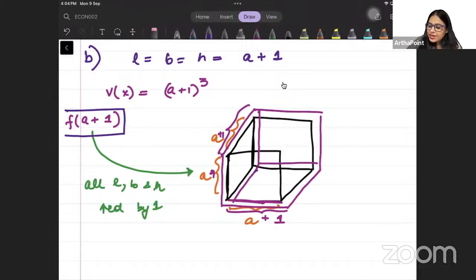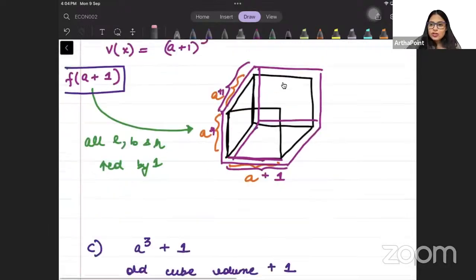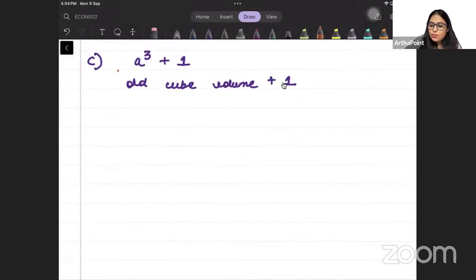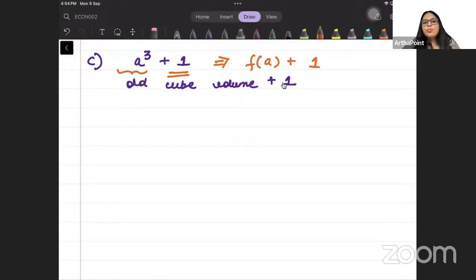And this part that I am talking here, जो हम इसका नीचे वाला बात कर रहे हैं, that is not this. That is old volume, but plus 1. Right? So this is f of a plus 1. So both things are not same. दोनों ही चीजों का जो मतलब है, that is very, very different. Both things are different. Is this clear beta?